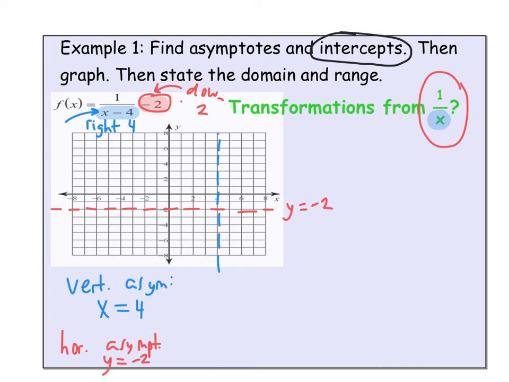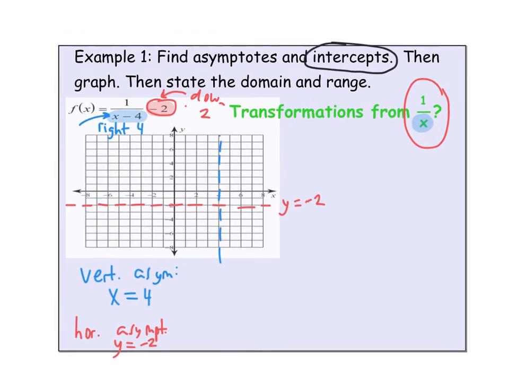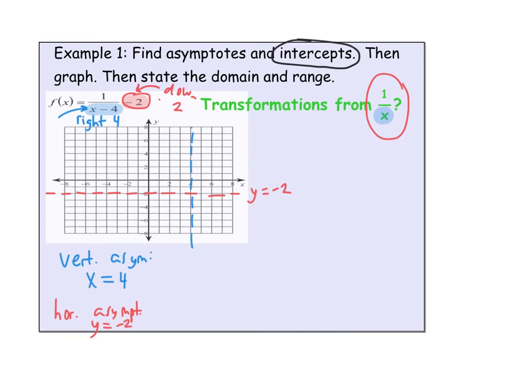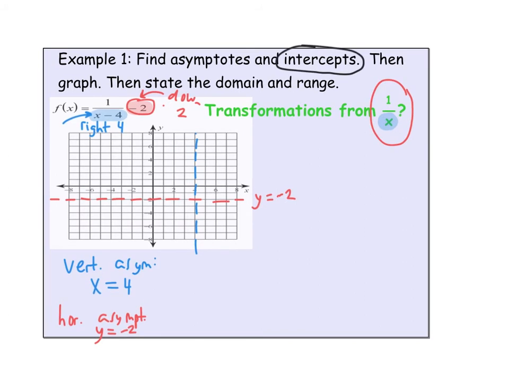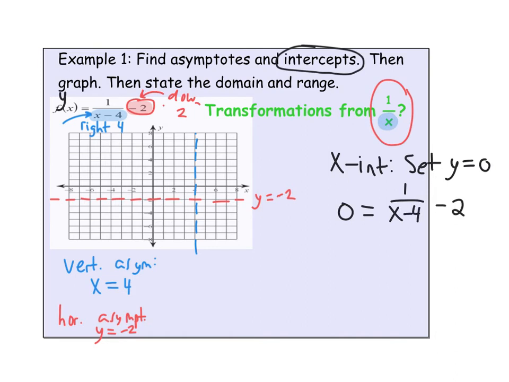So let's recap how we might go about finding those. It doesn't matter which one you do first. Let's say we want to find the X-intercept. The X-intercepts always occur when y equals 0. So we're going to set y equal to 0 and see what happens. The equation is y equals, so 0 equals 1 over x minus 4 minus 2, and we're going to try and solve this for x.